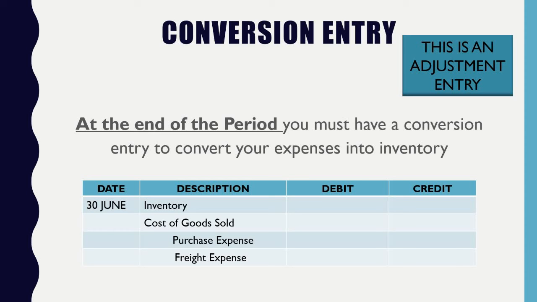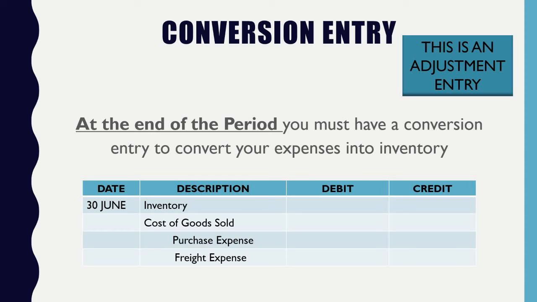So if I have a total of 80 toys left on hand, I'm going to take my purchase expense bucket that has all 200 units, and I'm going to take 80 of them and put them into my inventory bucket. Whatever is remaining in my purchase expense account, I'm going to assume is dumped into cost of goods sold. So I'm going to be emptying out those purchase expense and freight expense accounts and dumping them into my inventory and my cost of goods sold account. Okay?